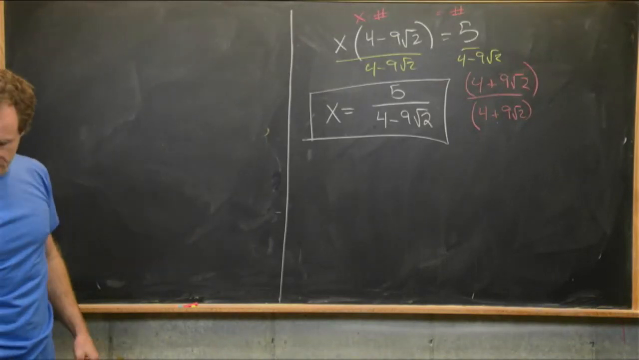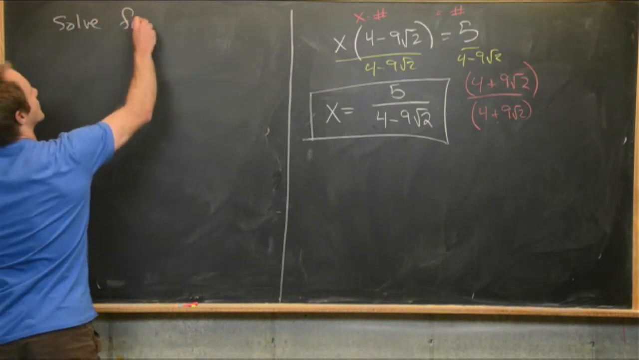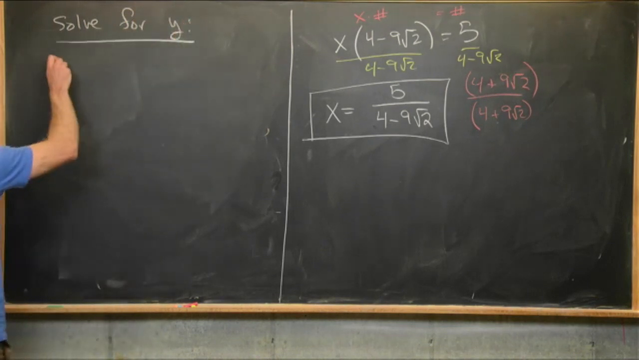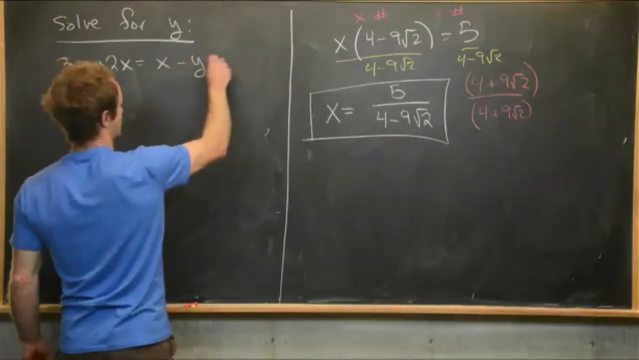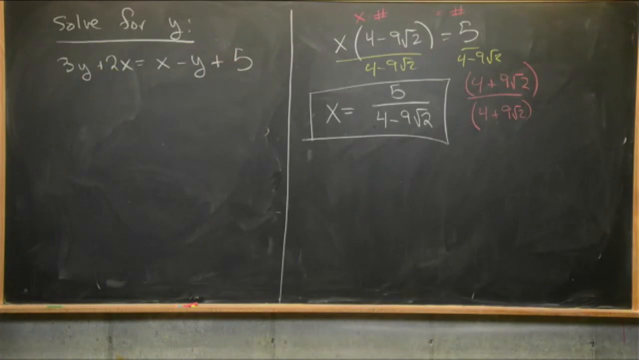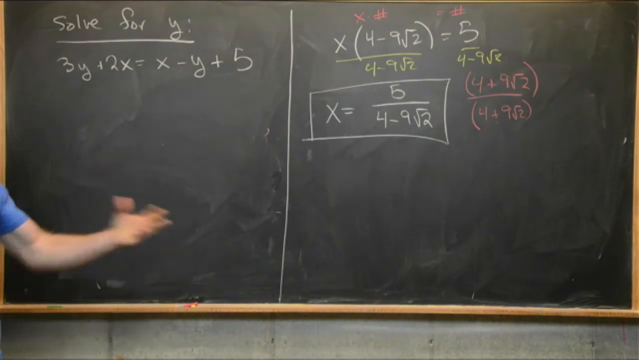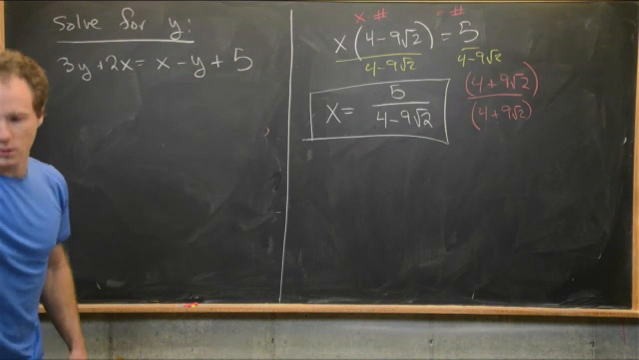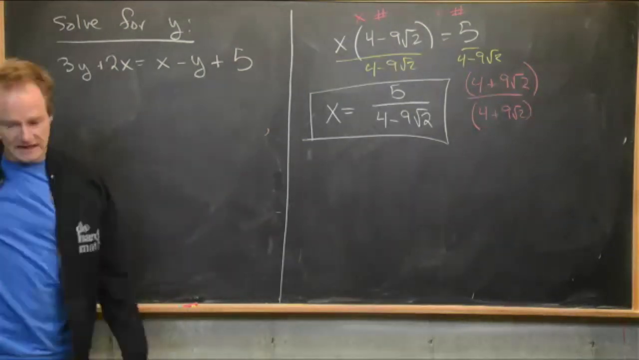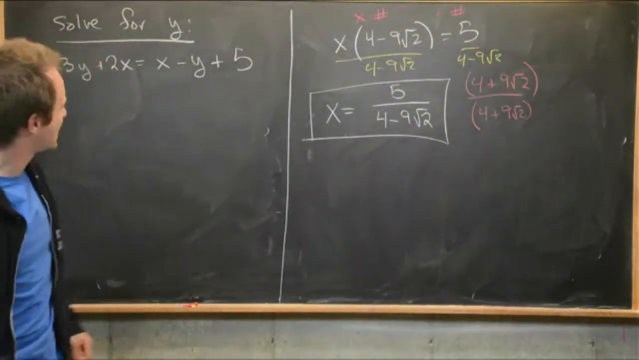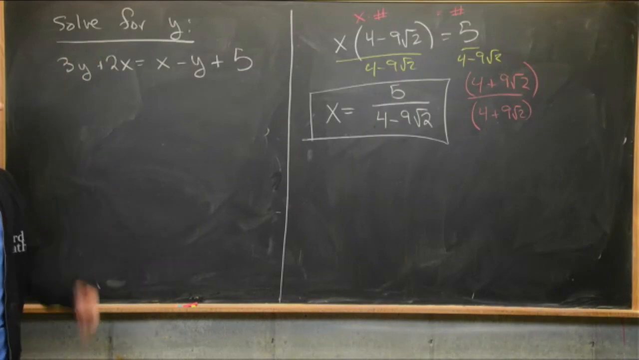Let's start with this. Let's say we want to solve for y. Let's say we have 3y plus 2x equals x minus y plus 5. So we've got 2 variables here, x and y, and they're all mixed together in this equation. But our goal is to get one of them by itself. It kind of depends on what setting you're in which one you want to solve for, but at this point, we're going to solve for y.